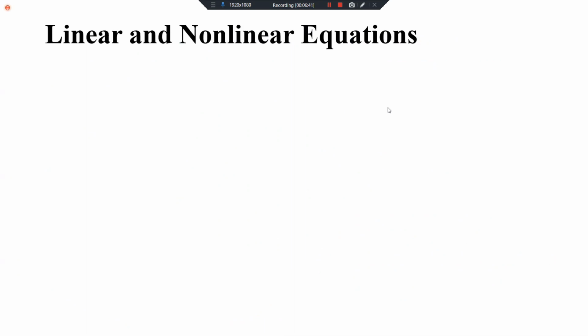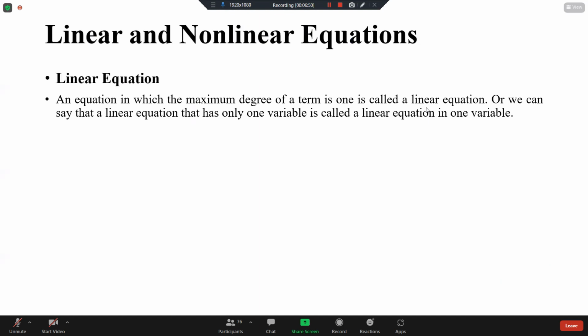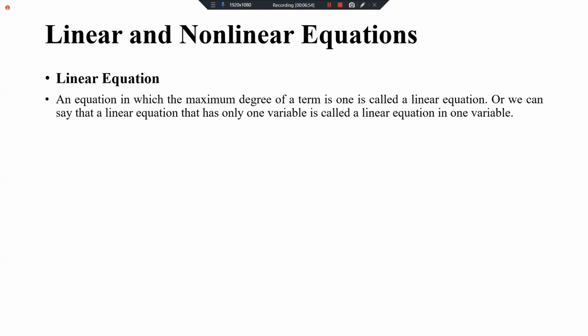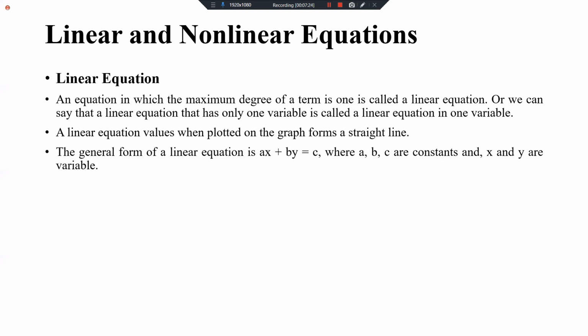First, see what linear and nonlinear equations are. A linear equation is an equation whose maximum degree of term is 1. That means in linear equations, there is no higher degree. If you take y equals mx plus c, then it is a linear one because there is no higher degree in that equation. When linear equation values are plotted on a graph, you have a straight line. The general form of the linear equation is ax plus by equals c. You can convert that to y equals mx plus c. Okay, I think you have learned those things.